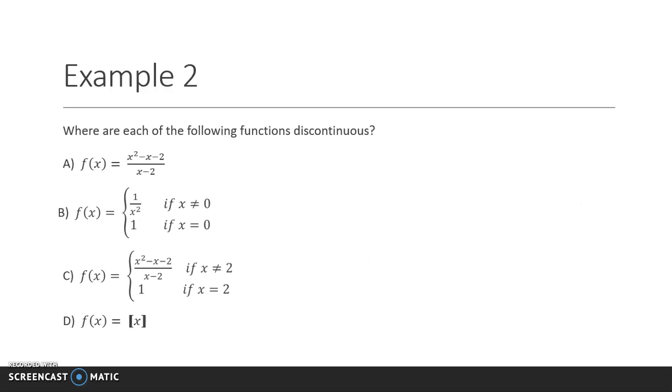In example 2, we need to determine where each of the functions is discontinuous. So remember, check the domains, see if something's not allowed in a domain, because that's going to be a place of discontinuity. Check the graph, see if something's happening, if there's a break or a jump or a hole somewhere. So see if you can determine places where each of these is discontinuous, and then press play and check all of your answers.